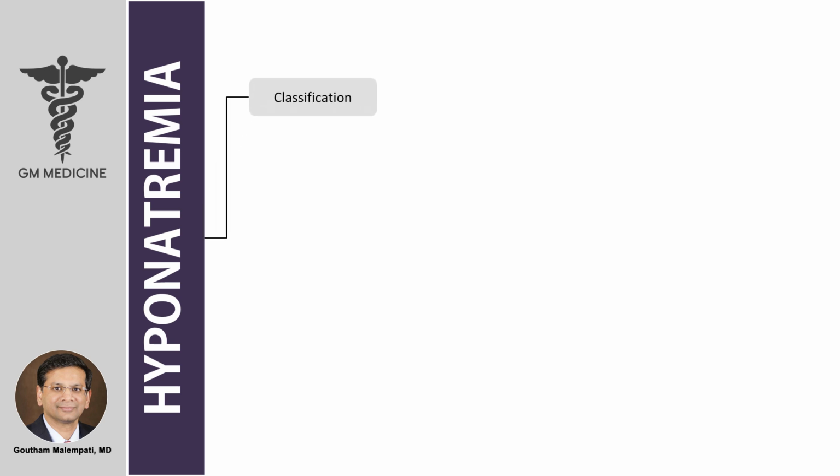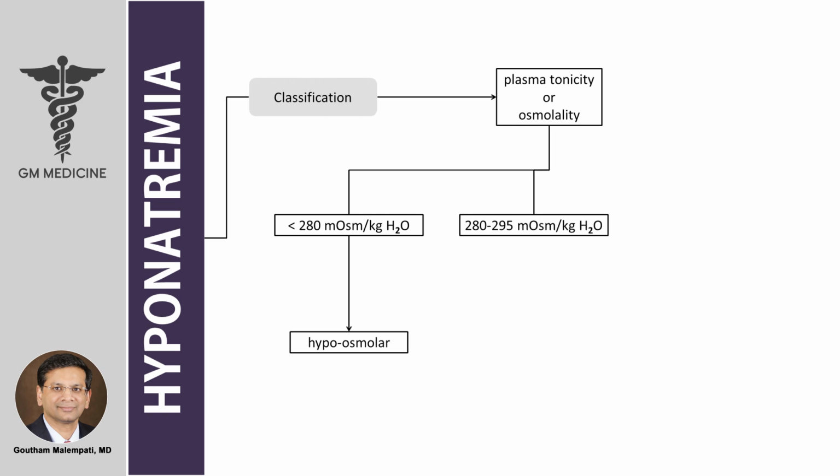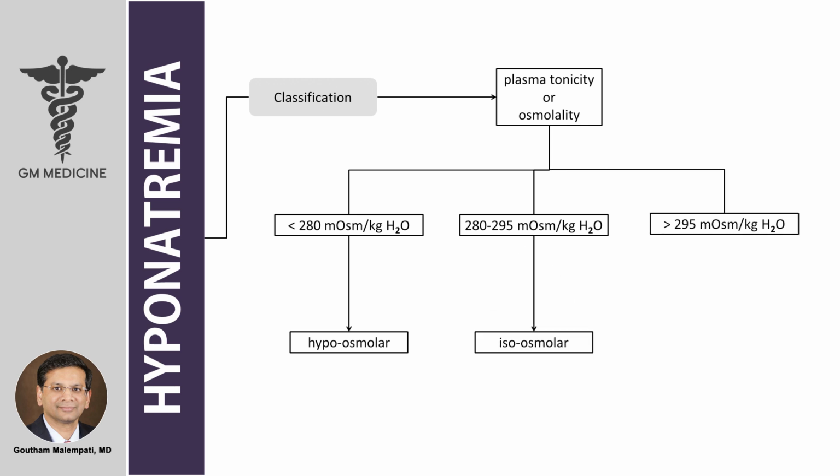Classification of hyponatremia by plasma tonicity or osmolality. If the plasma osmolality is less than 280 milliosmol per kg, then it's known as hypoosmolar or hypotonic hyponatremia. If the plasma osmolality is normal, between 280 to 295 milliosmol per kg, it's called isosmolar. And if the osmolality is greater than 295 milliosmol per kg, then it's called hyperosmolar or hypertonic.